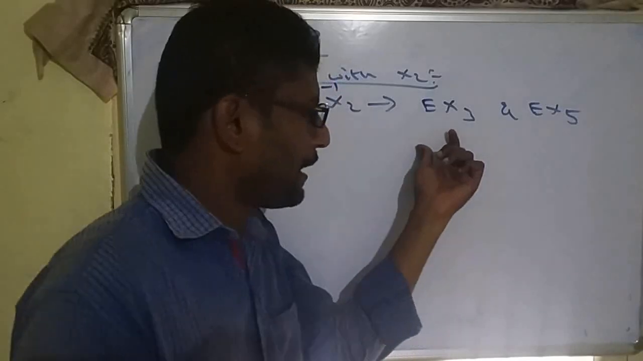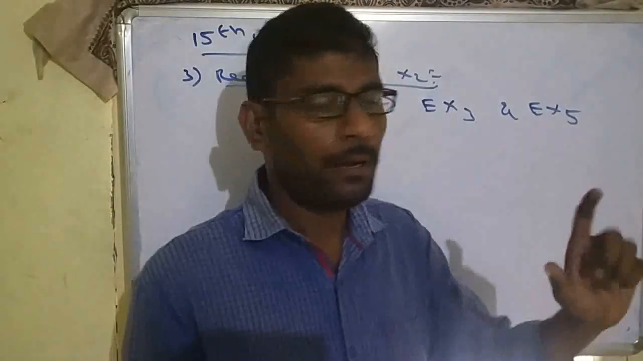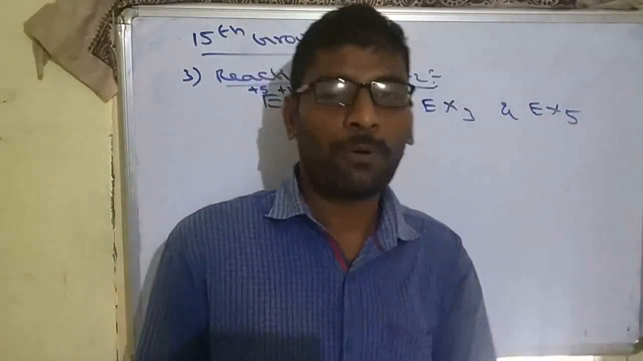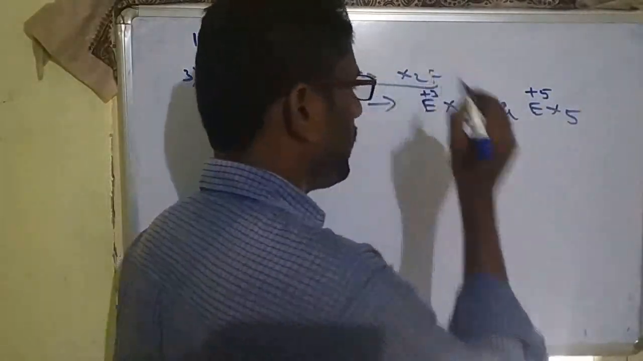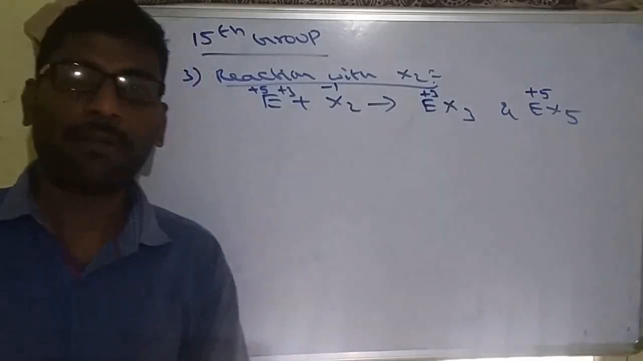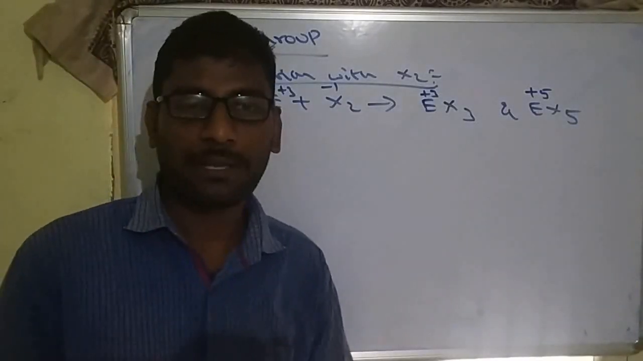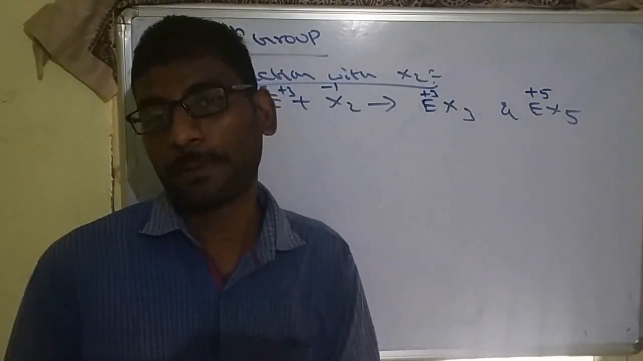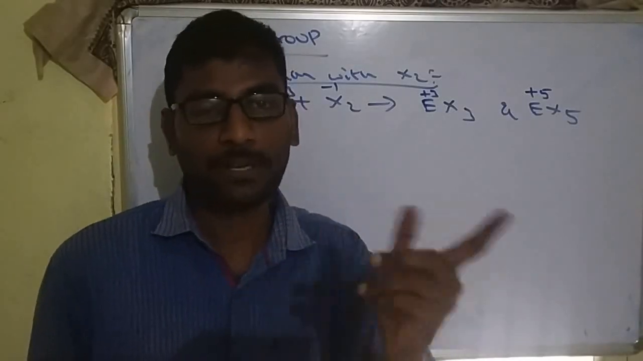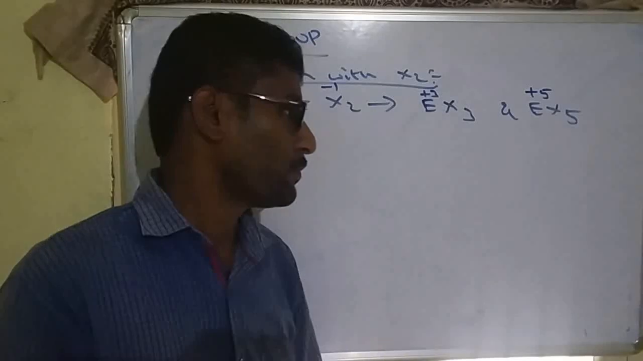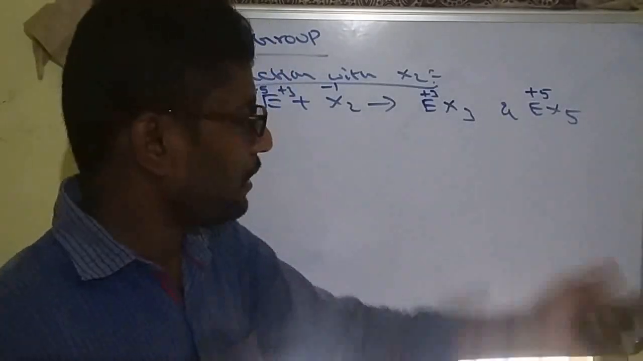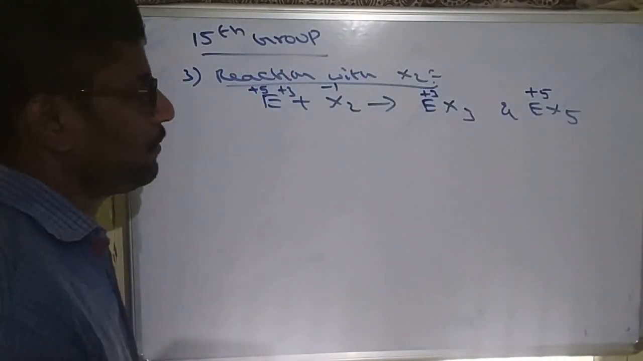Among these trihalides and pentahalides, remember that pentahalides are more covalent, because here the charge will be +5, while there the charge will be +3. The higher the cationic charge, the more covalent the nature; that is according to Fajans rule. In the chemical bonding topic, Fajans rule will be there. More charge, more covalent nature. So pentahalides are more covalent, trihalides are less covalent.